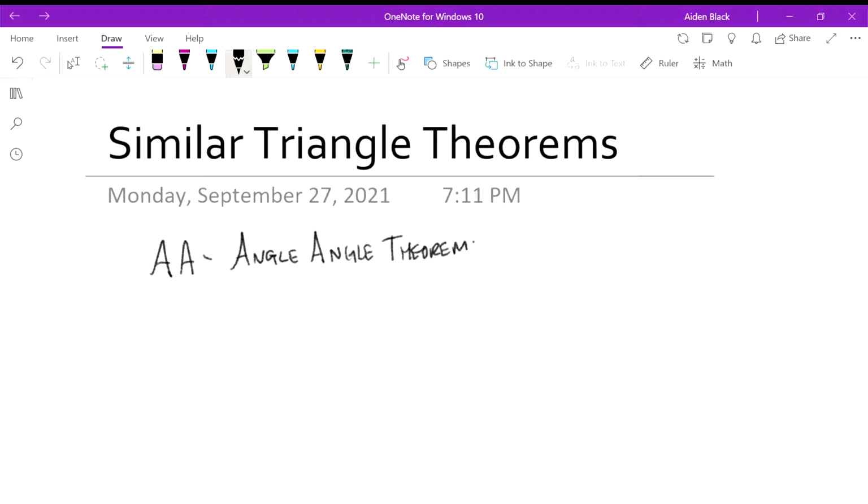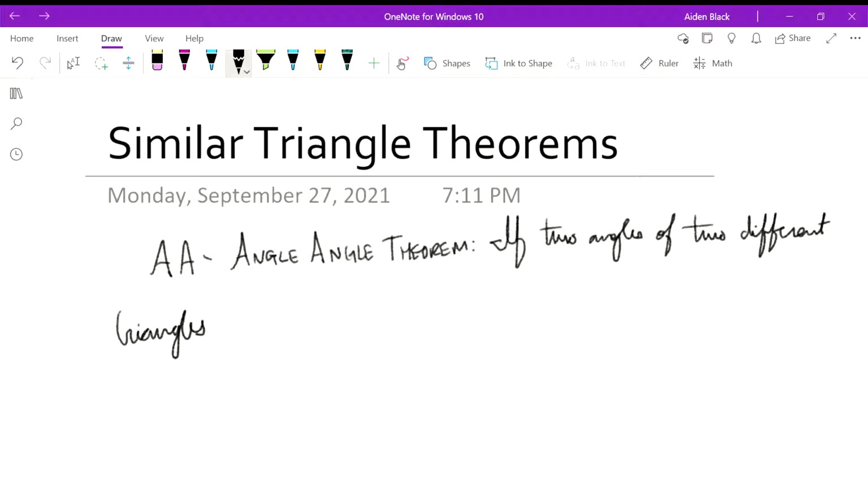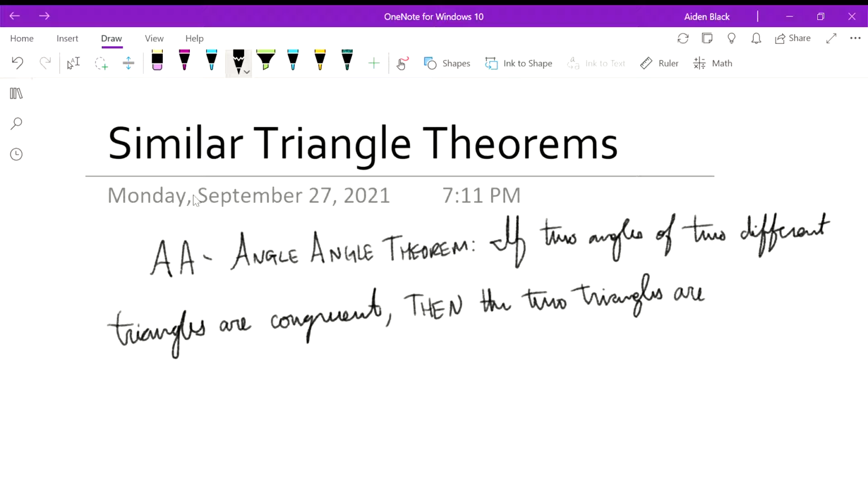And you can write for this, if two angles of two different triangles are congruent, then the two triangles are similar.